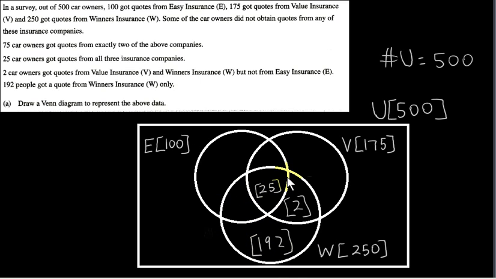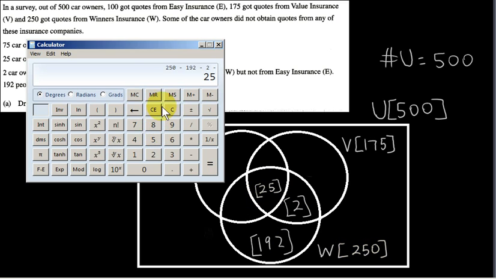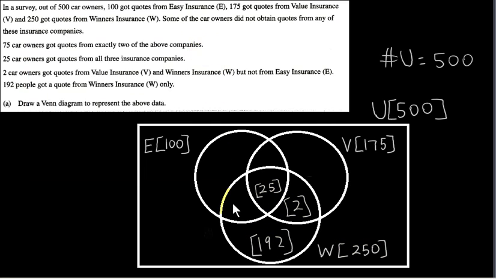Now we can actually complete this set W. 4 regions must sum to 250. So we have 250 minus 192 minus 2 minus 25. We get 31. So there are 31 people in this region. Now, as of yet, we don't have enough information to find these 2 regions. We have 4 regions making up E and we have 4 regions making up V, so we can't complete V yet.